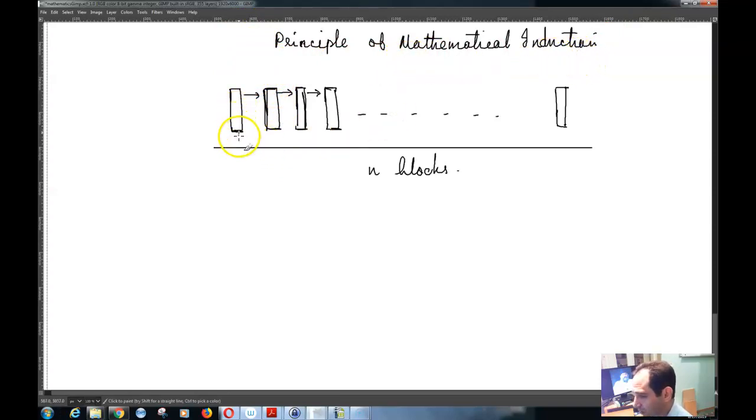Meaning that first we prove that the first case in the case of that particular situation is true. For example, I want to prove that natural numbers are closed under addition. I want to prove that natural numbers are closed under addition.